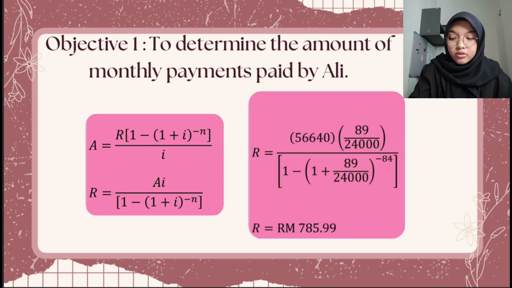So R equals 56,640 multiplied with 89 over 24,000 over in bracket 1 minus in bracket 1 plus 89 over 24,000 to the power of negative 84. You will get R equals 785 ringgit 99 cents.